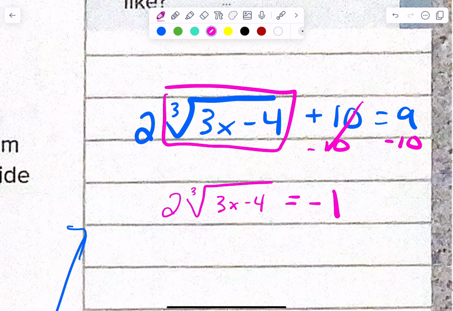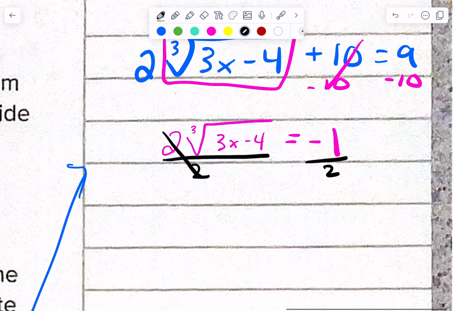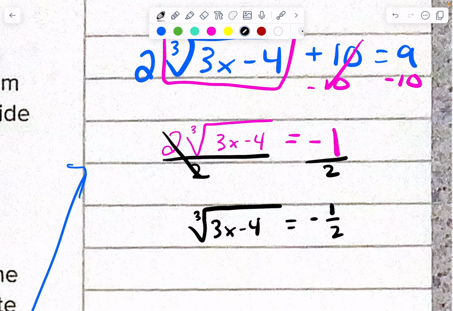Okay, now wait a second. I didn't think you could have negative numbers. If you're doing a cubic root, you can get a negative number to come out. The cubic root of something can give you a negative number, so that works. I still need to divide by 2, though, so I'm going to do that. And I'm going to do the cubic root of 3x minus 4 equals negative 1/2, or you can write it as negative 0.5. I don't care what you do.